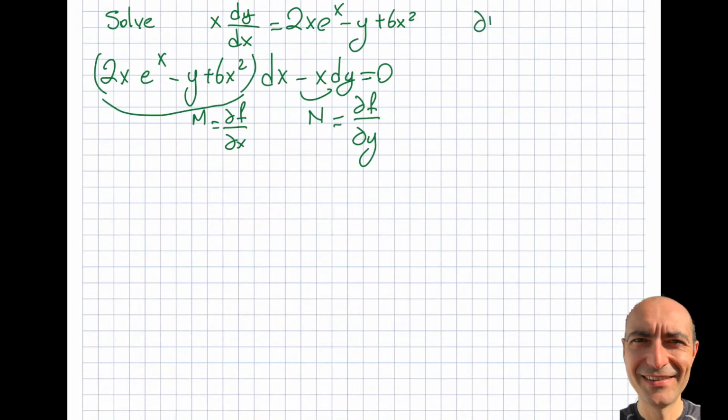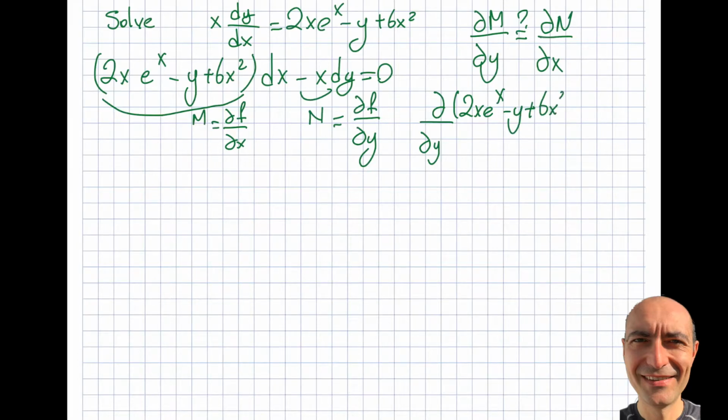In order to do that, you remember from the previous segment I have this. Is it really equal to del N del x? Okay, so let's insert M, del y of 2x e to the x minus y plus 6x squared. Is it going to be equal to del of, well, minus x, del x? Okay, let's do the left hand side. This doesn't have any y, so there's minus 1, right? And the last term doesn't have any y in it as well, so the left hand side turns out to be minus 1. Let's look at the right hand side, and you can clearly see this is minus 1 too. So this is an exact differential, all right?